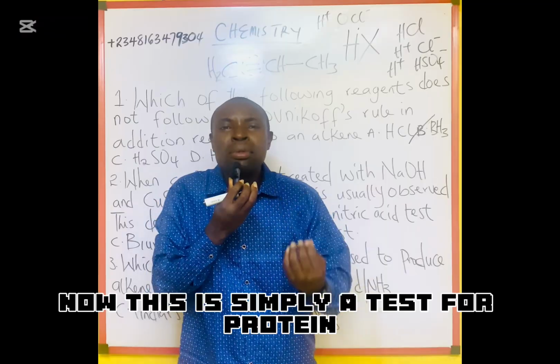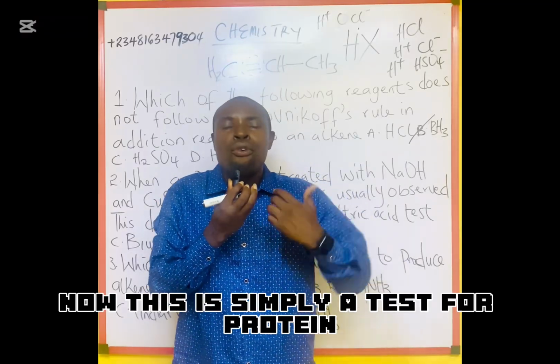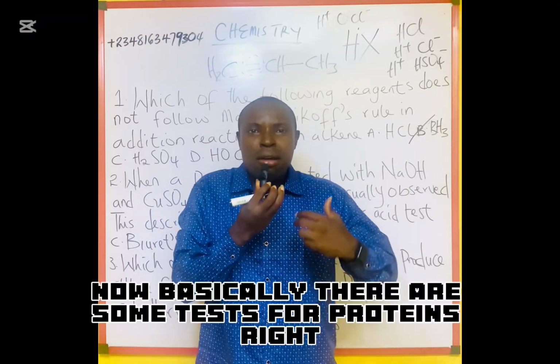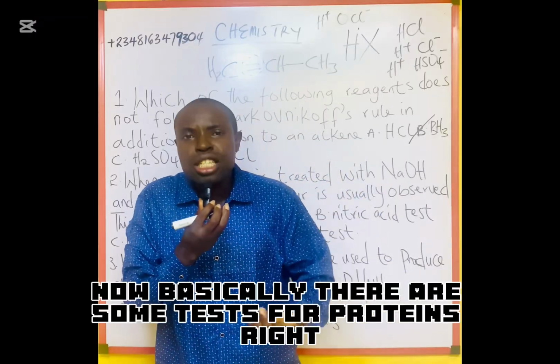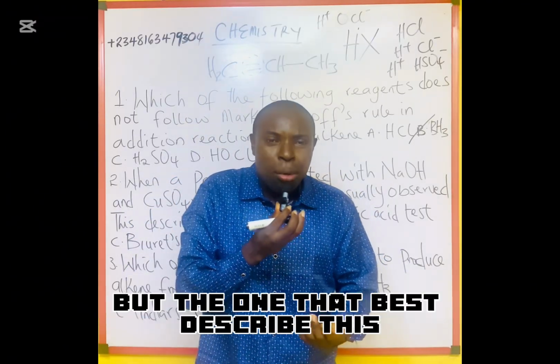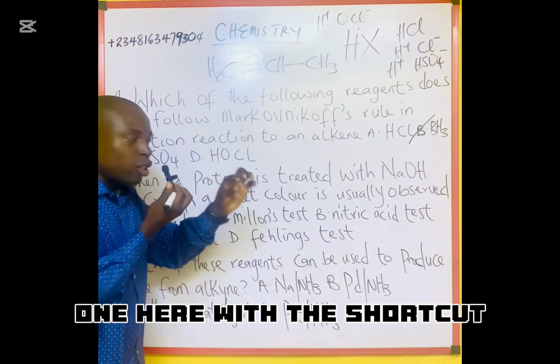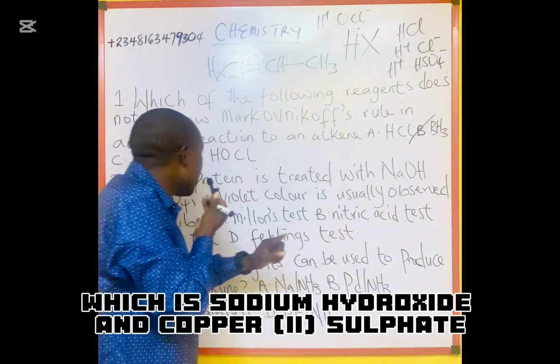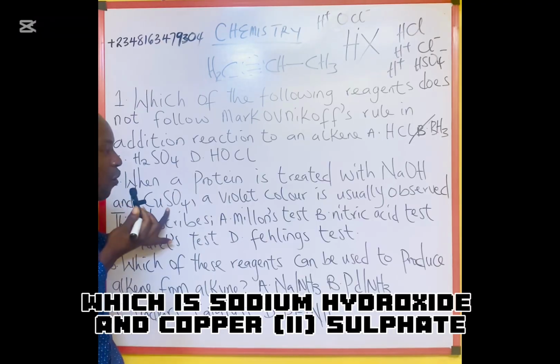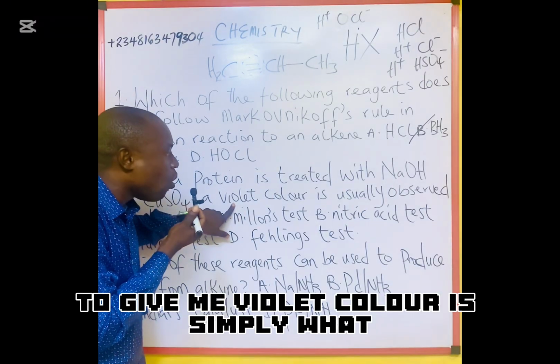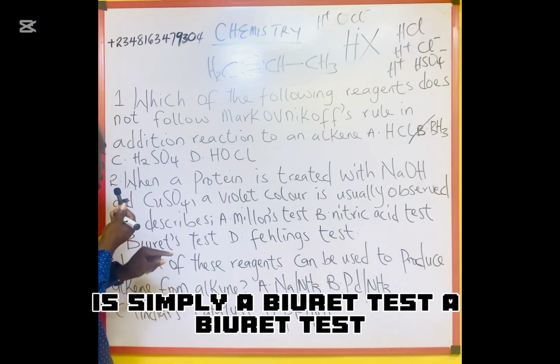Now, this is simply a test for protein. Now, basically, there are some tests for proteins, right? But the one that best describes this one here with the shortcut, which is sodium hydroxide and copper 2 sulfate to give me violet color, is simply what? Is simply a Biuret test.